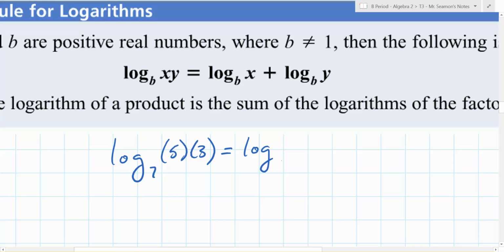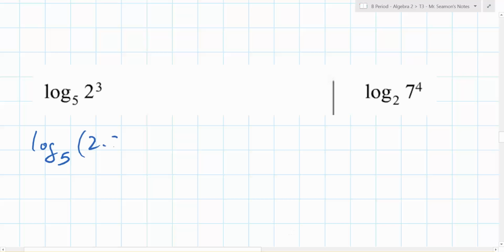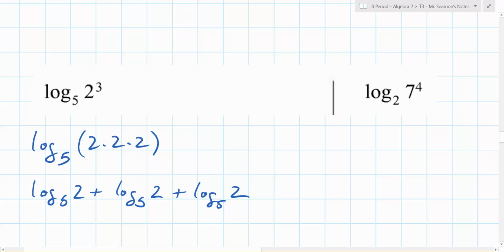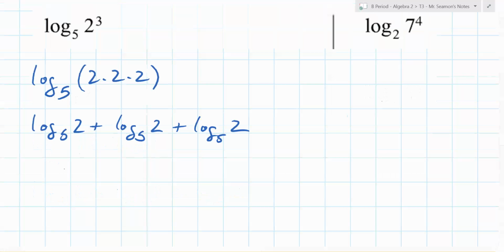Log base 5 of what? 2 times 2 times 2, right? What did I say you could do with multiplication on the inside? That's the same thing as addition on the outside. So this is log base 5 of 2 plus log base 5 of 2 plus log base 5 of 2. Do we have the same thing 3 times? Yeah. What's an apple plus an apple plus an apple? 3 apples. So we have 3 times log base 5 of 2.